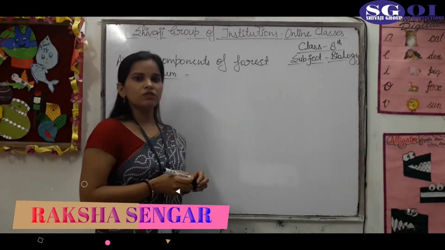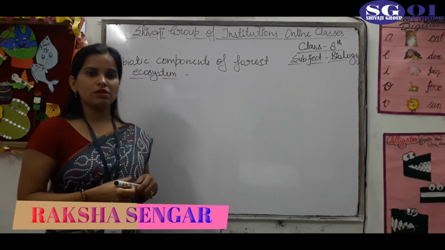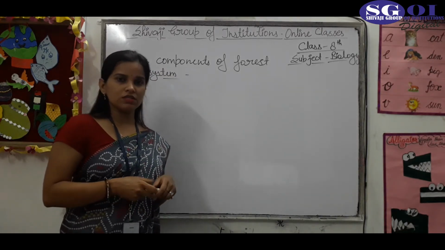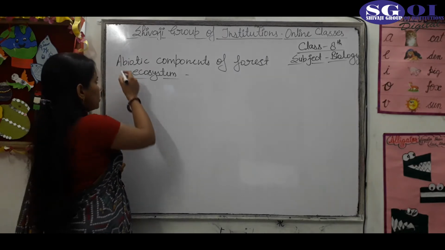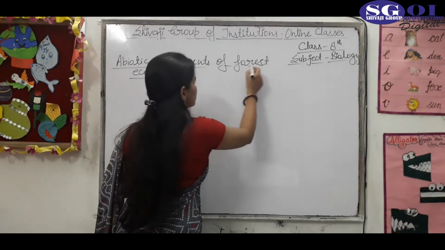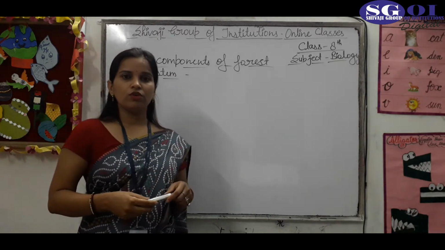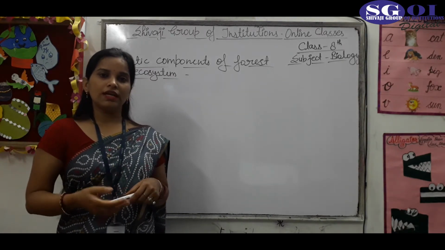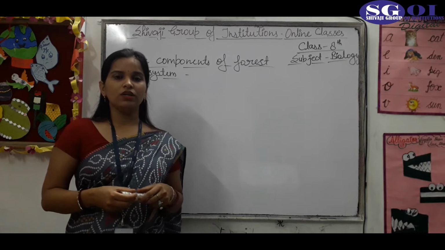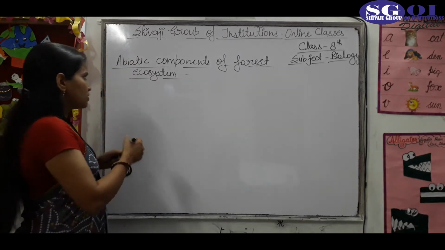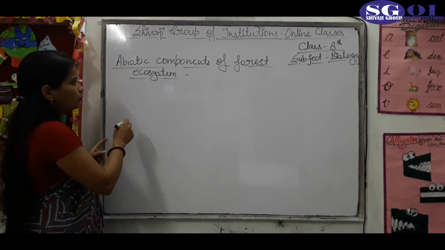Actually, in our previous video, we have already discussed the biotic components of the forest ecosystem. So today we will discuss about the abiotic components of the forest ecosystem. Actually, abiotic components are also called non-living components. So we can say that it is the non-living components of the forest ecosystem. So there are three types of abiotic components.